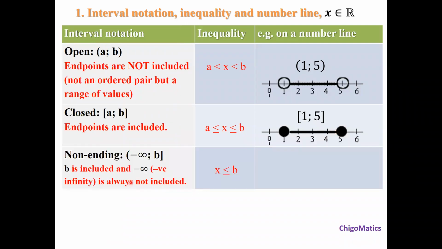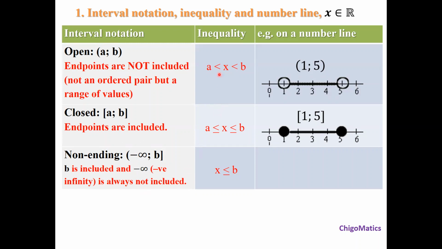Then we go to another type of set which we call non-ending, right? Non-ending means you can start somewhere where we don't know exactly, but this negative infinity simply represents a very, very small number, but it's not a number. So each time you write negative infinity or plus infinity, you can never include the closed bracket because it's not a number, but it represents a very, very small number, or a very, very big number when it's plus infinity. But at B, we are including B. So we are starting from a very, very small number until we reach B. B is our last end. So we are saying non-ending, because we don't know what that negative infinity is, that small, small, small number. So just know that B is included and negative infinity is always not included, right?